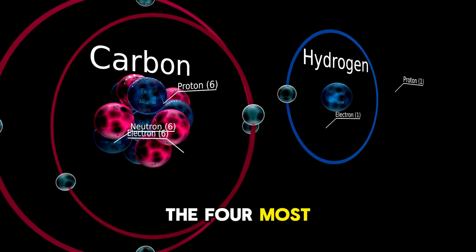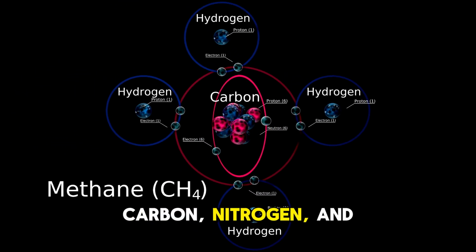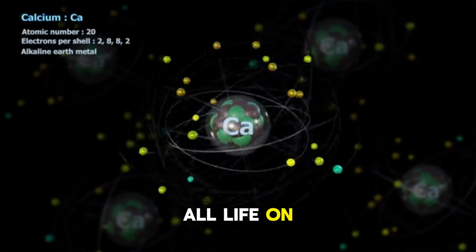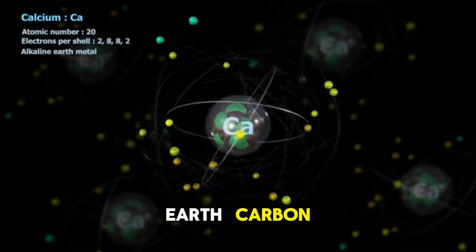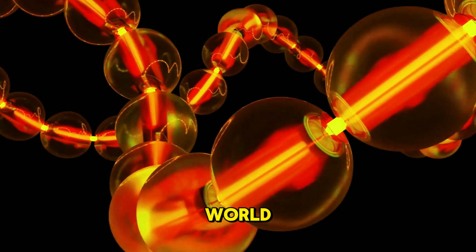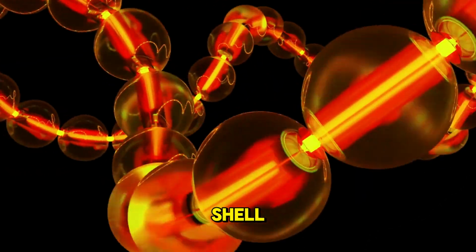Everything we see is built from these elements. Among them, the four most fundamental and common are hydrogen, carbon, nitrogen, and oxygen. But one element reigns supreme over all life on Earth: carbon. Why did life on Earth choose carbon and not another element? In the microscopic world, an atom's stability primarily depends on the number of electrons in its outermost shell.